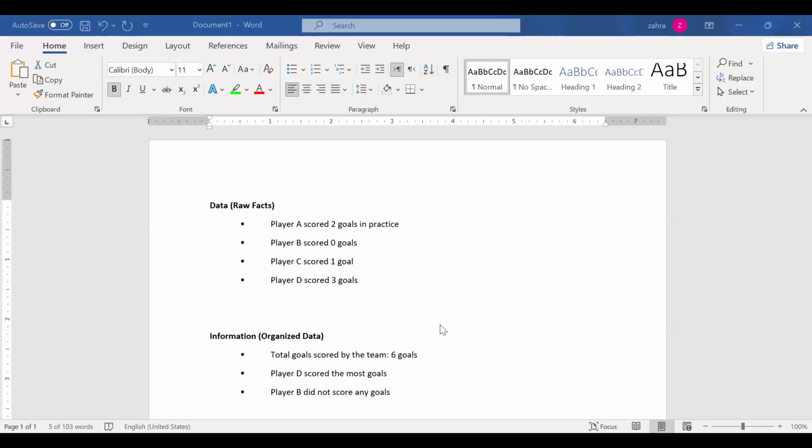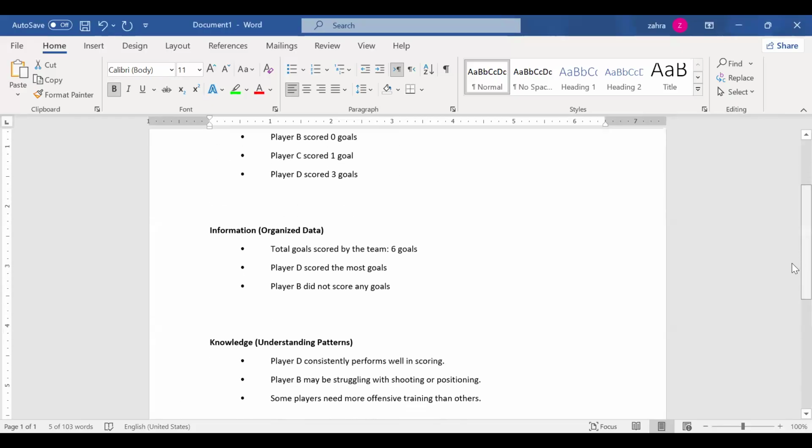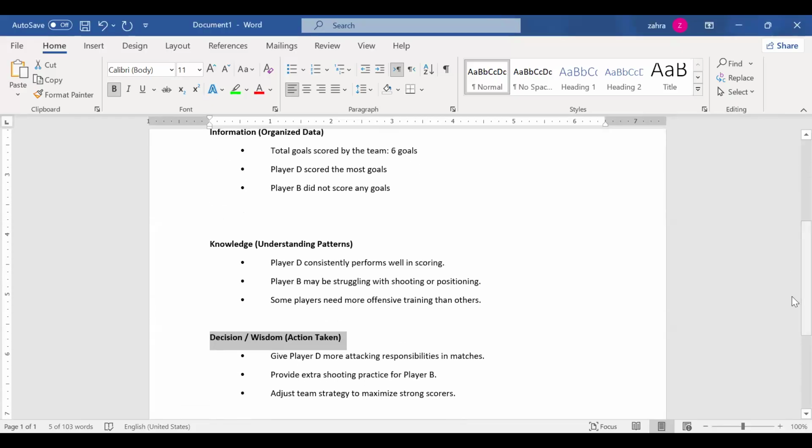In the next step we have the information, where we organized our data. The total goals scored by the team was 6 goals, player D scored the most goals, and player B did not score any goals. So in the information step, we just know what happened.